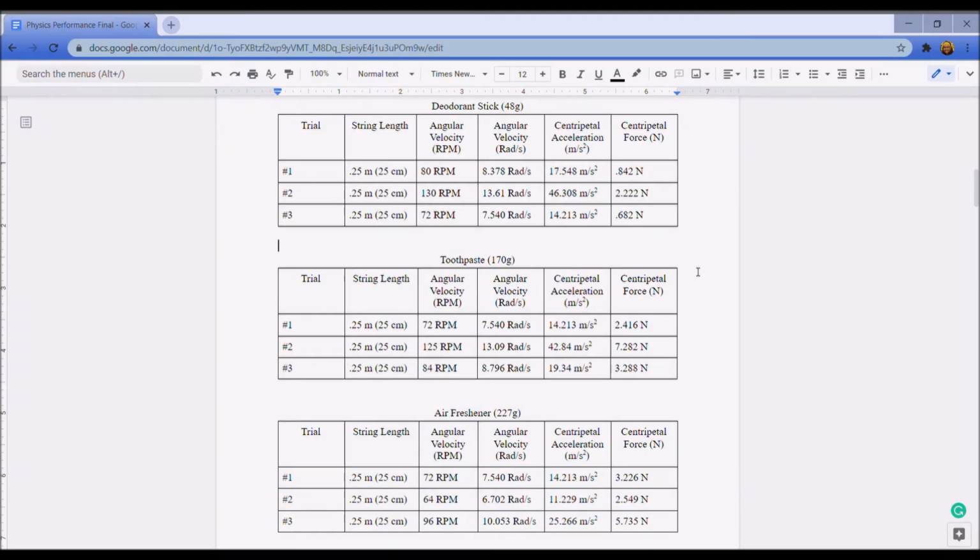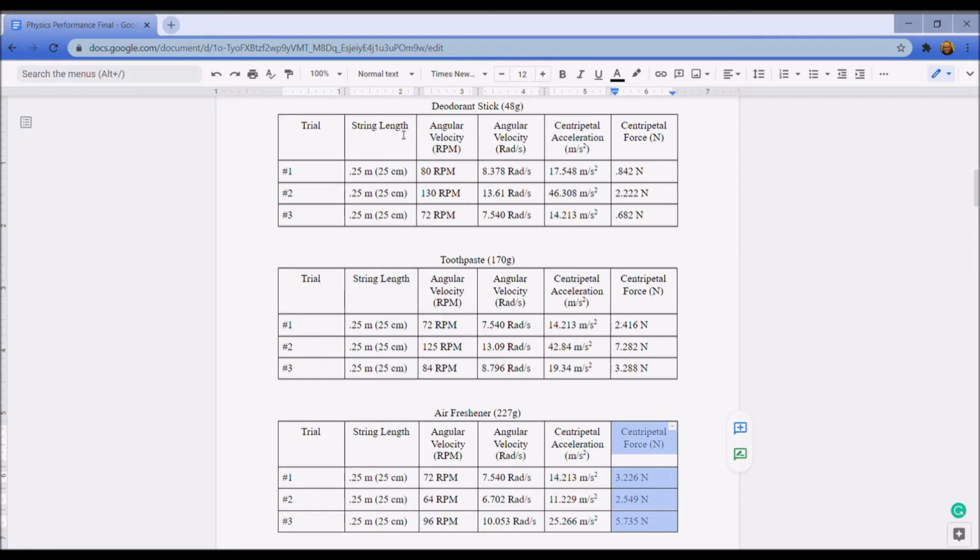Nice. So 72 rotations for that one as well. After a couple more trials and a lot of number crunching, I finally figured out the centripetal force that I used for each angular velocity in all three objects, as you can see here.